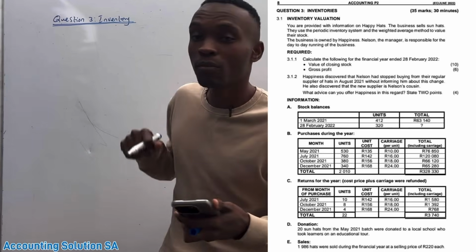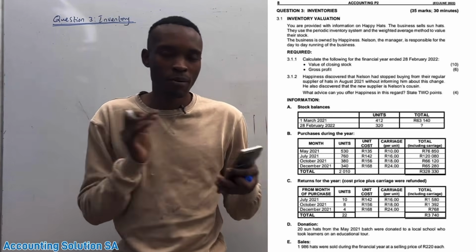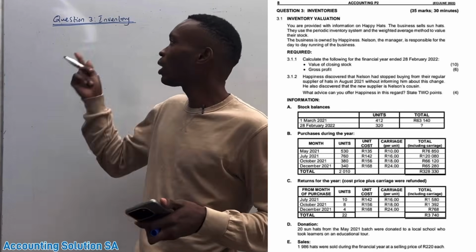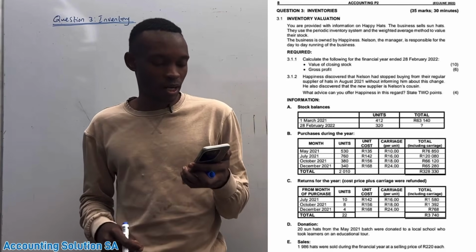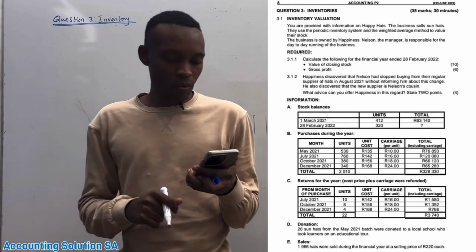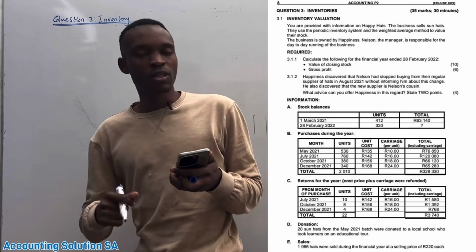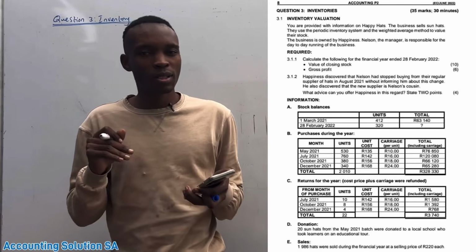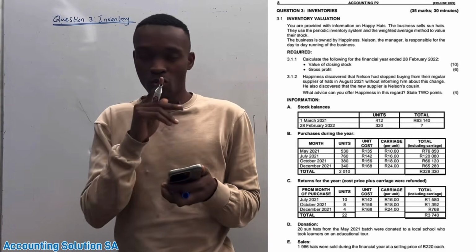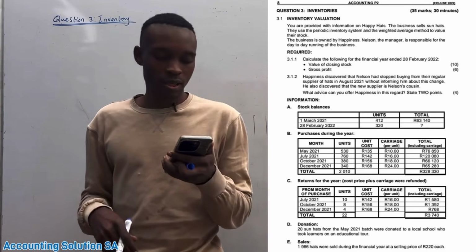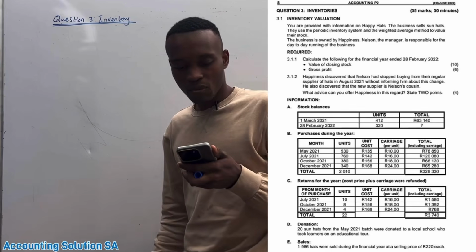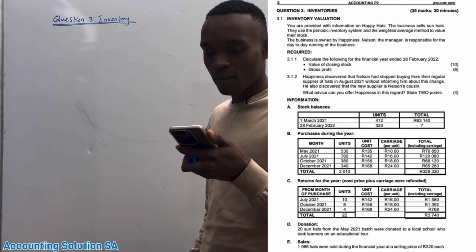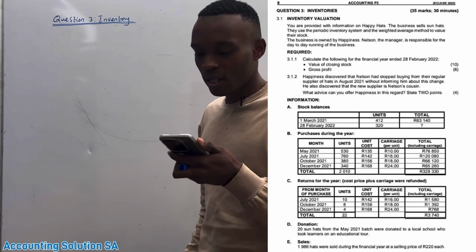I picked this question because it's different from the previous one that we covered under this topic of inventory. Okay, let's look at the question that we have. This question paper also contains a donation. It's very rare to find a donation under this topic, but I'm going to show you how you are going to calculate this. Okay, they said you are provided with the information on Happy Heads and the business sells sun heads.